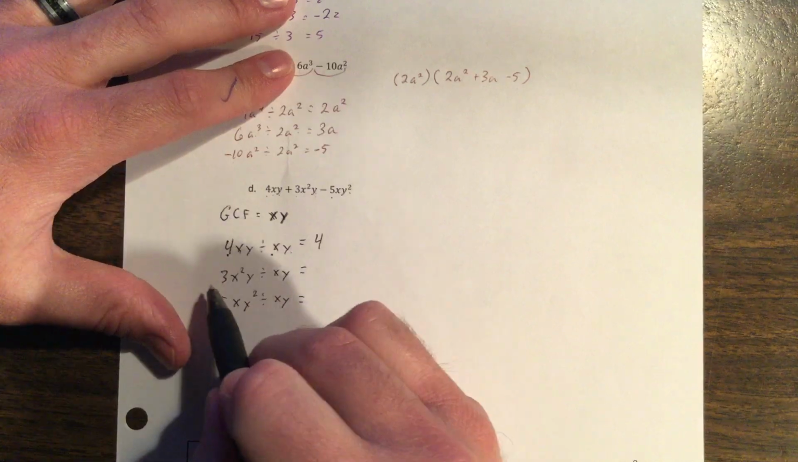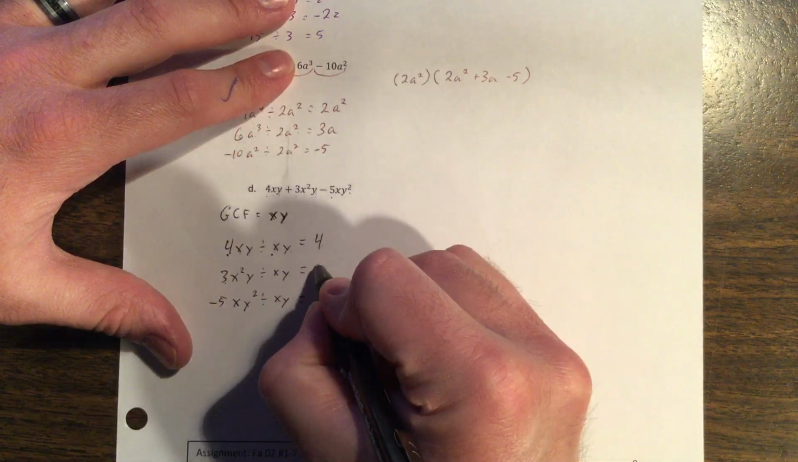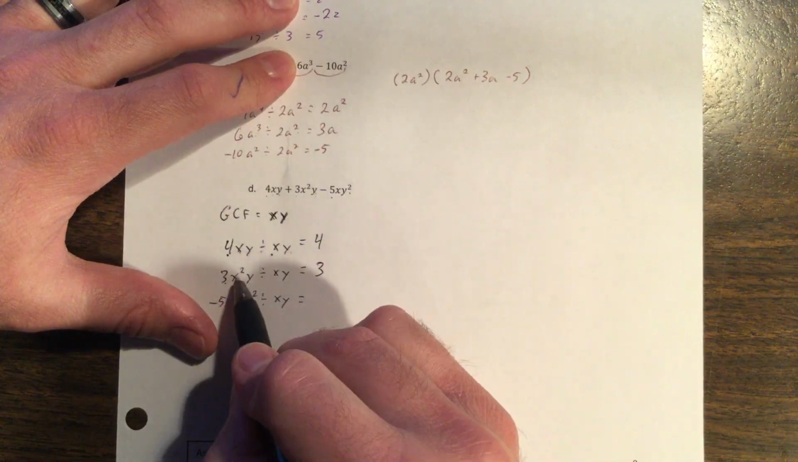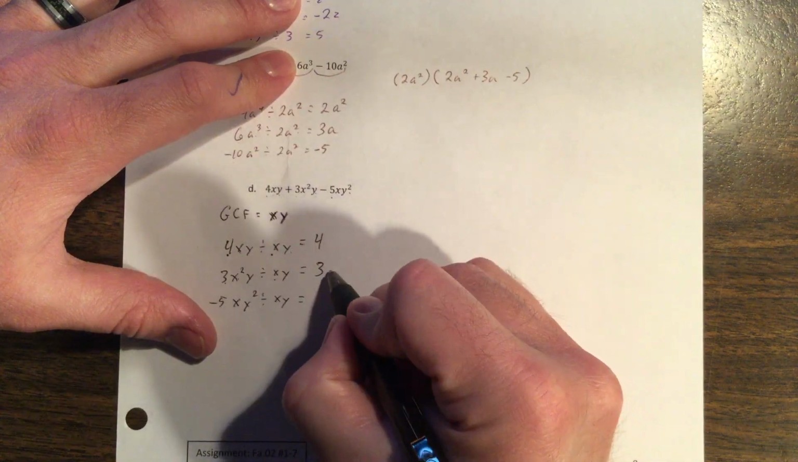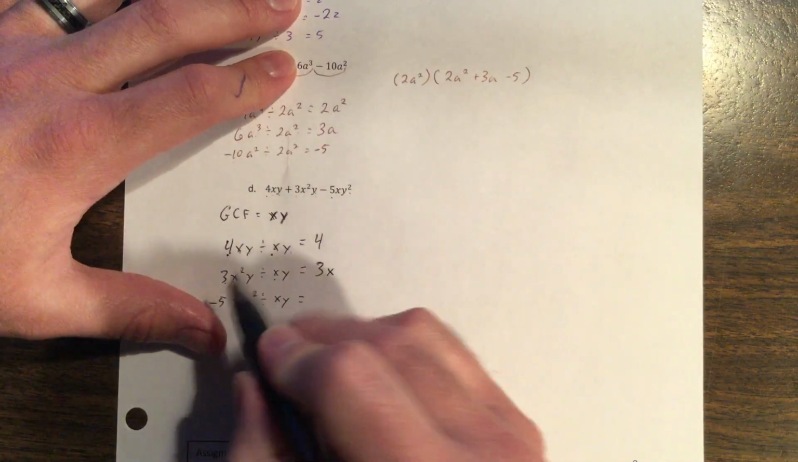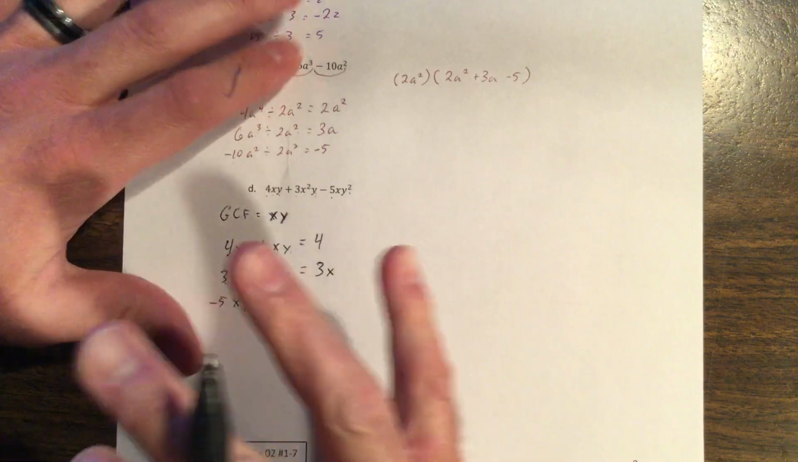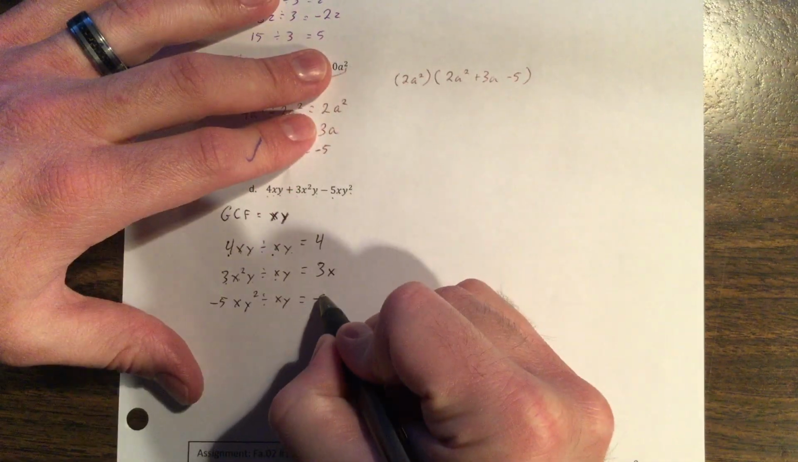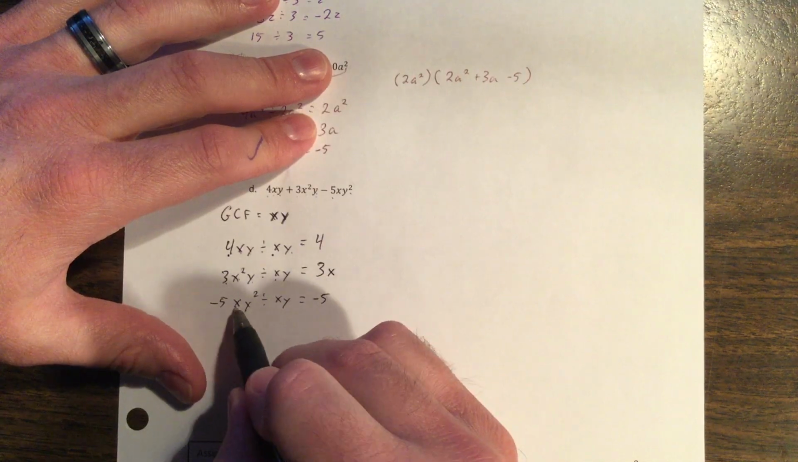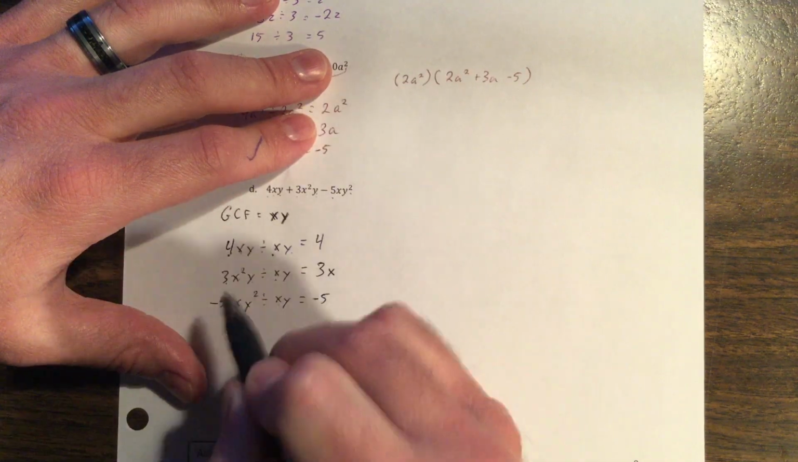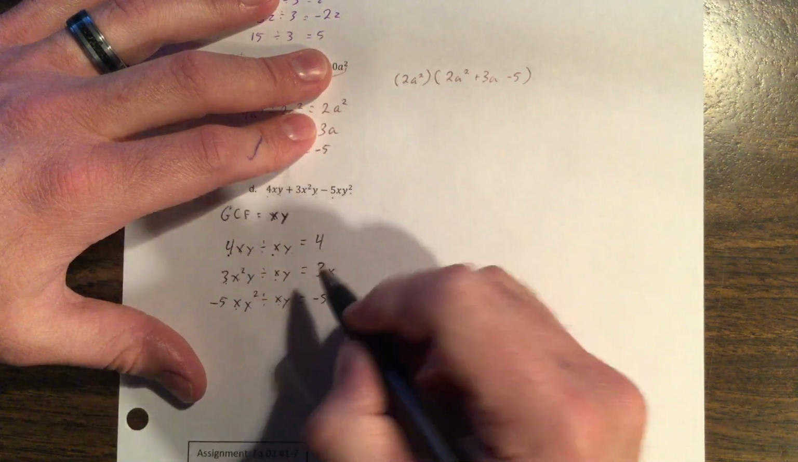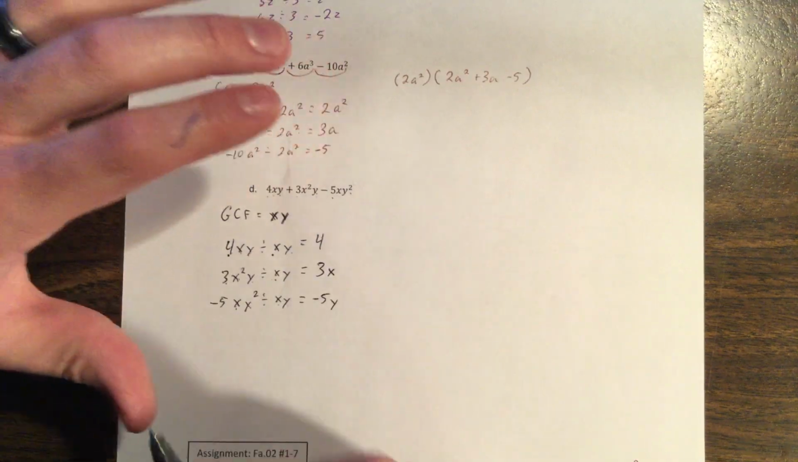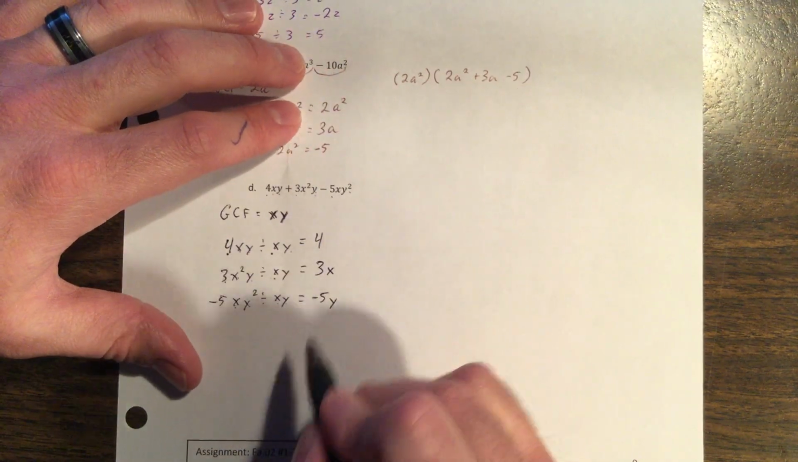That's it. The second one, we have 3 divided by 1, which is just 3. We have 2 x's and 1 x, so we subtract, 2 minus 1 is 1. And we have 1 y and 1 y, so it becomes no y. So the y cancels out there. And the last one here, again, negative 5. That doesn't change. We have 1 x and 1 x, so x cancels out. 2 y's and 1 y, so 2 minus 1 is just 1 y.